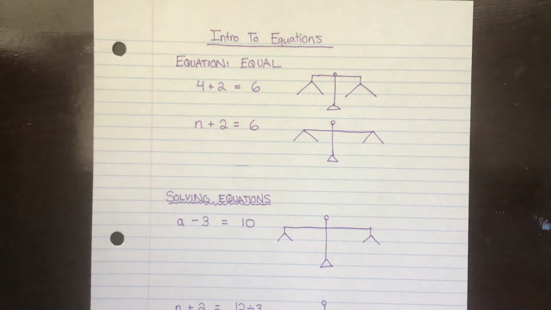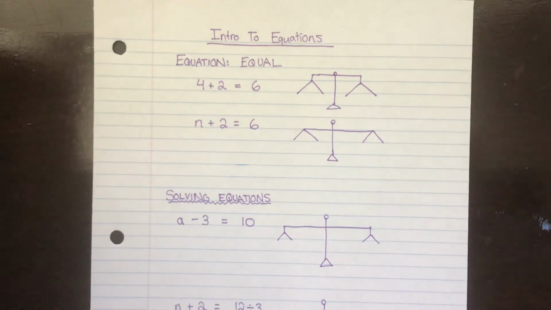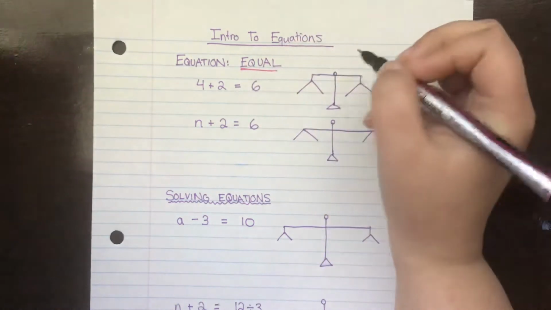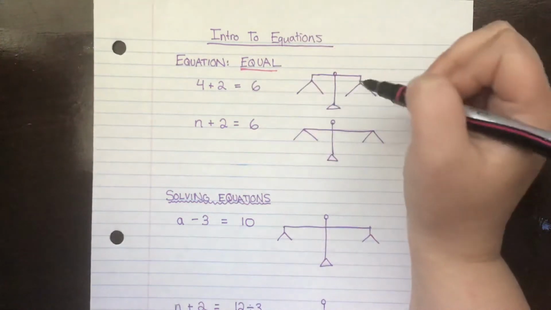Good morning, grade fours. Today we are going to talk about one of my favorite types of math. It is technically called algebra, but today we're just going to call it an introduction to equations. So first of all, what is an equation? An equation basically just means equal. It means that the two sides in an equation are always equal.